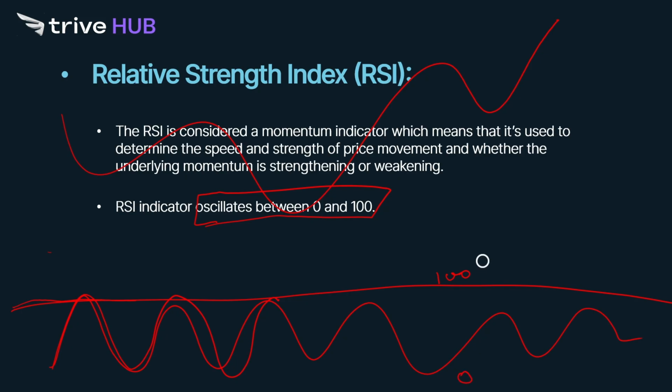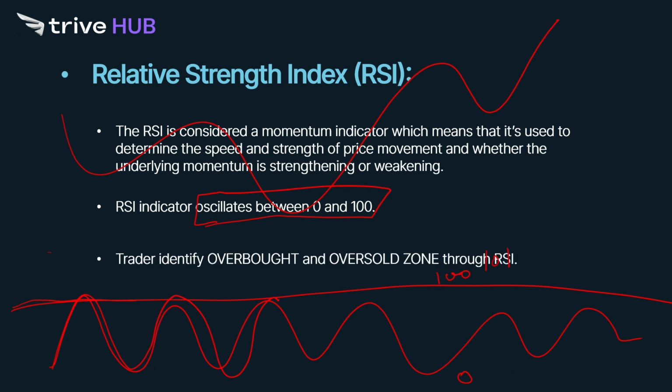It cannot go to 101, or below the 0 level. It cannot go into minus levels. Alright, so it has a fixed set of values that it can move in, and in this 0 to 100 we have divided some more zones. Like this is the 70 zone, and a little bit below here this will be the 30 zone.